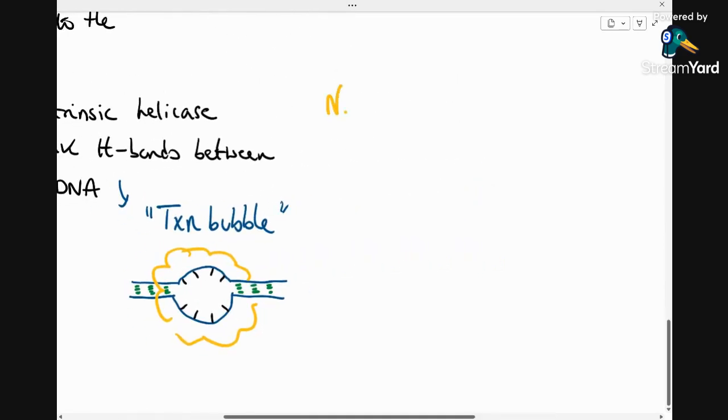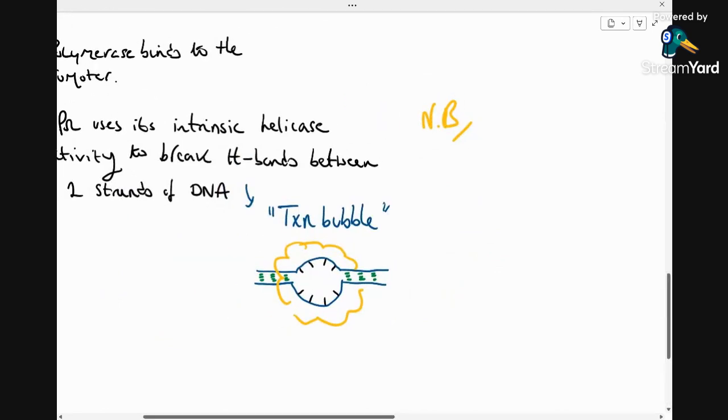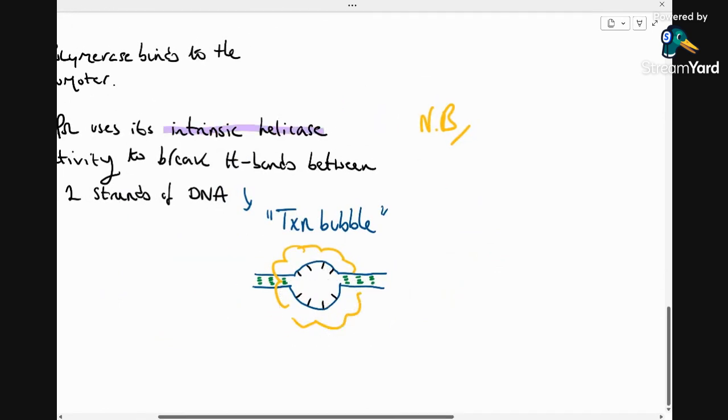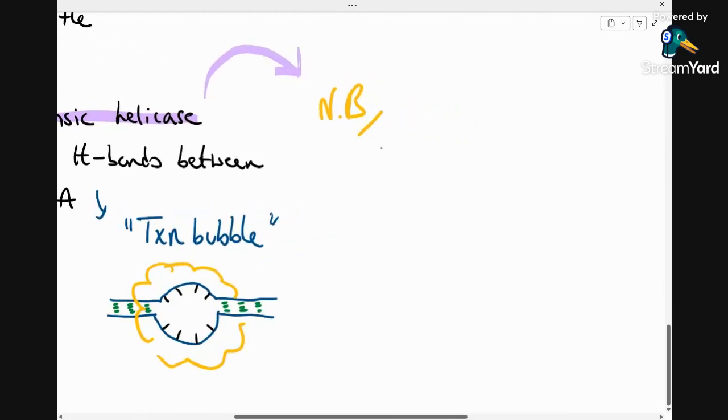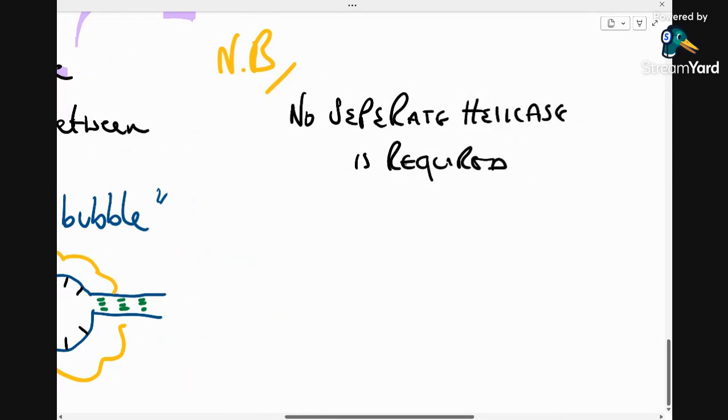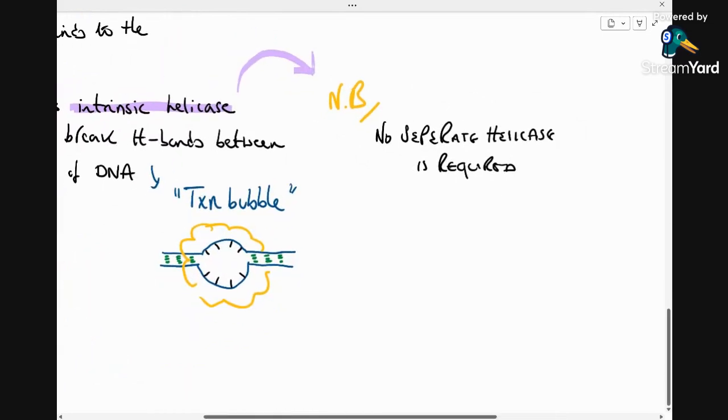Feel free, nota bene, to make a sort of additional note here. What I mean by this intrinsic helicase activity is that a separate DNA helicase is not needed. So no separate helicase is required. RNA polymerase does it itself. Now, there's a far more complicated answer to this, which I won't bore you with now. I might mention it when we look at eukaryotic transcription, for example.